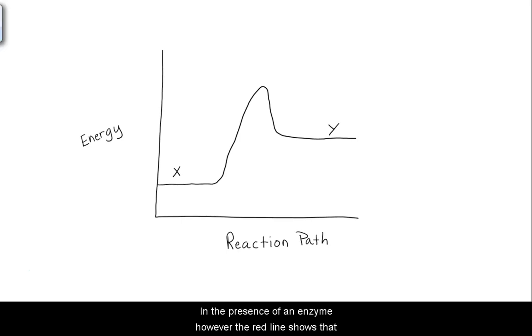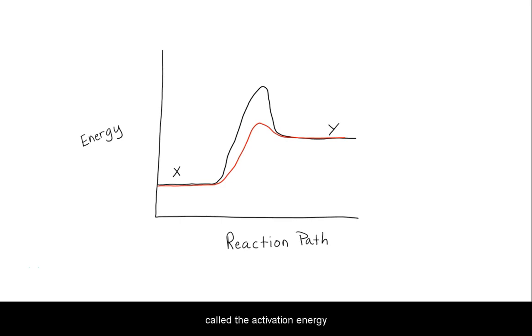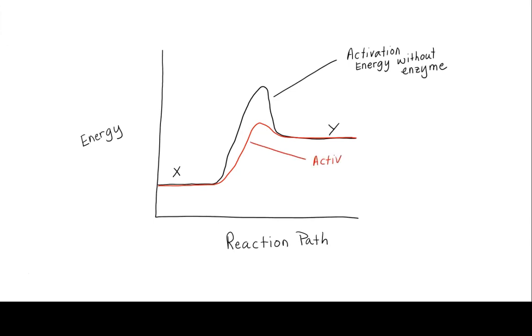In the presence of an enzyme, however, the red line shows that X does not need as much energy to become Y. The amount of energy required to start a reaction is called the activation energy. The activation energy without the enzyme is much greater than it is with the enzyme. Because of the reduced amount of energy needed, enzymes speed up the rate of the chemical reaction.